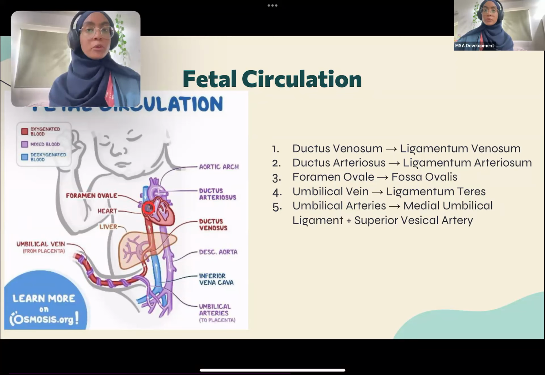Now, from the right atrium, where do we go next? We usually go to the right ventricle and then to the lungs. However, this time the blood is oxygenated. There's no need to go to the lungs. Right? Also, the lungs are non-functional.